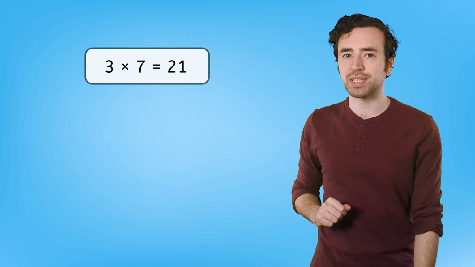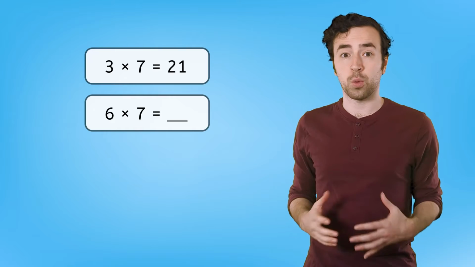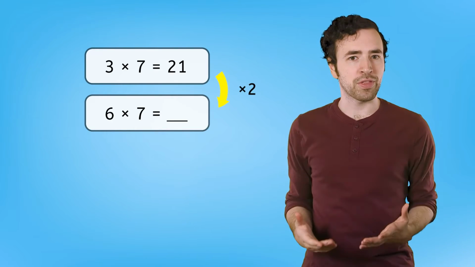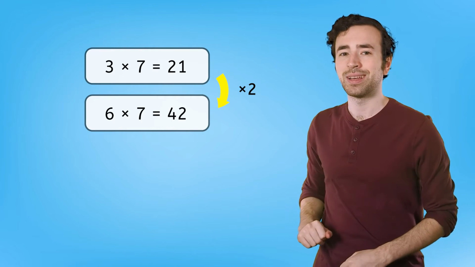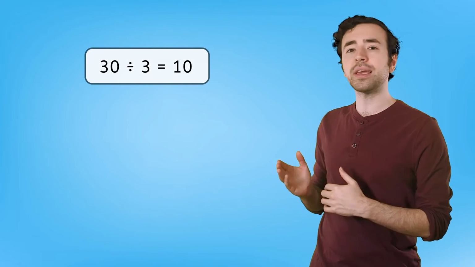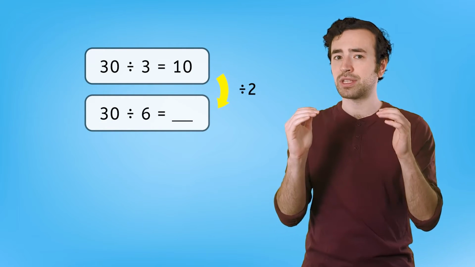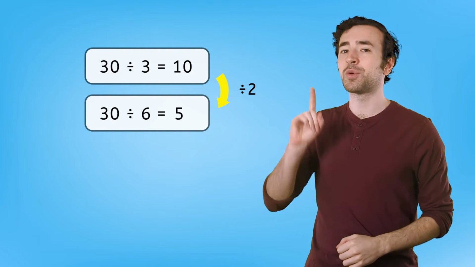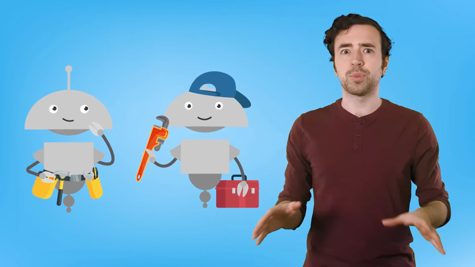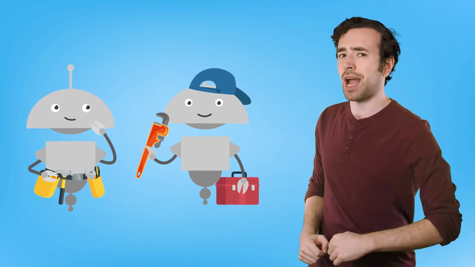We know 3 times 7 equals 21. And since 6 is twice as much as 3, or double, we can double that product to figure out 6 times 7. It equals 42. And 30 divided by 3 equals 10. For 30 divided by 6, remember, we're dividing that amount in half again, which means 30 divided by 6 equals 5. Related facts, fact families, multiplication tables, all of these are tools we can use to help us master our math facts.